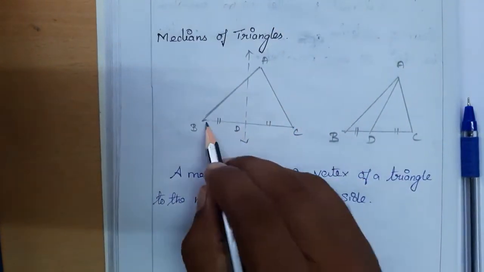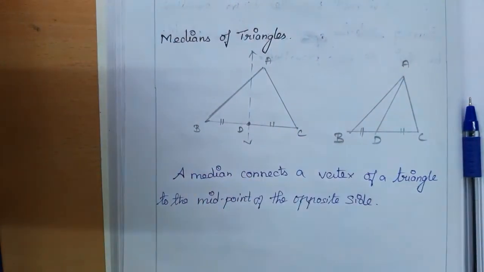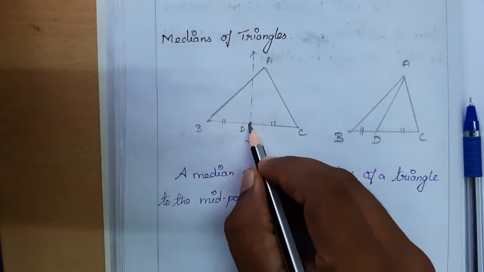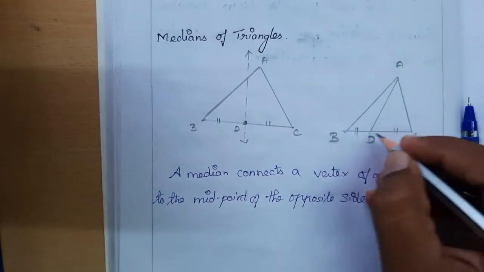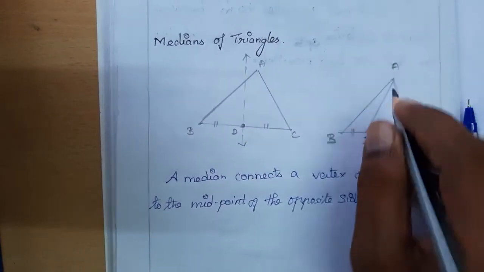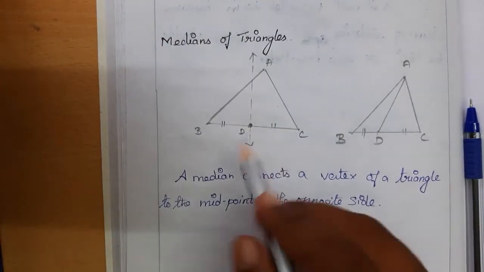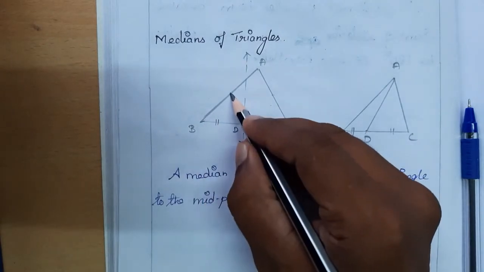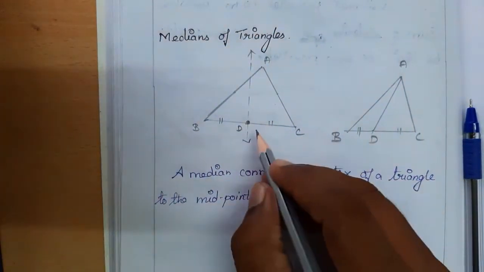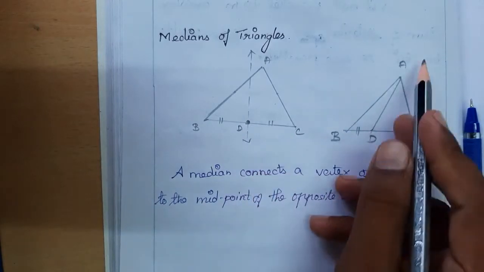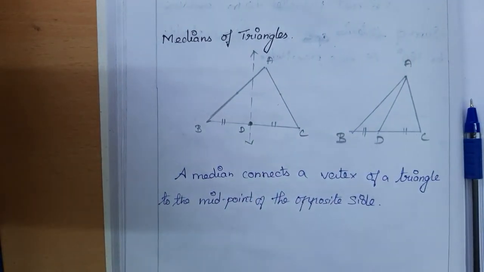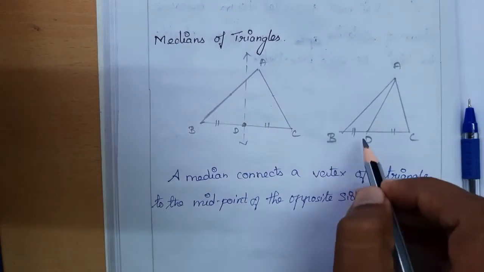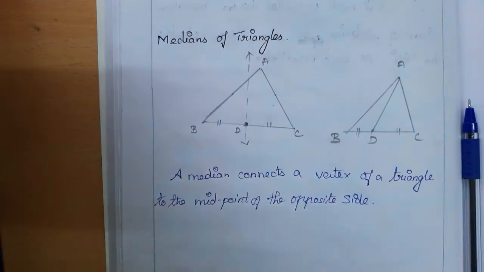So first we have to find the midpoint of any one side. After finding this midpoint, connect that midpoint to the opposite vertex. For one triangle we can find 3 medians, because we can find a midpoint for this side and connect here, and find a midpoint for this side and connect here, right? So first we find the midpoint and then connect. That midpoint and the line joining that midpoint and the vertex is the median.